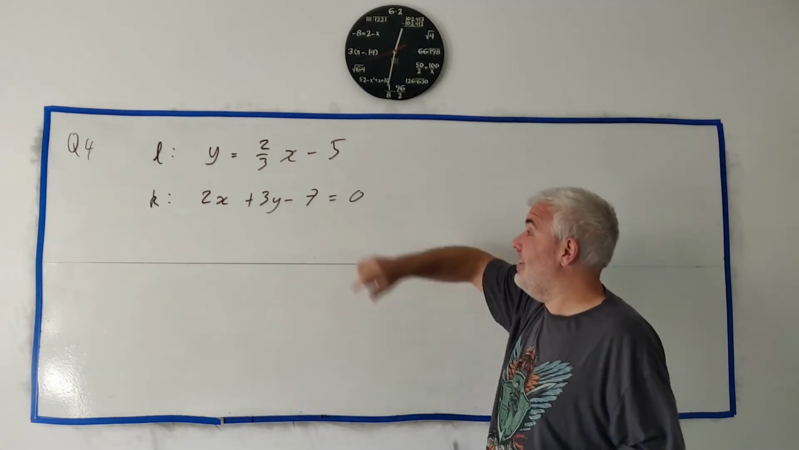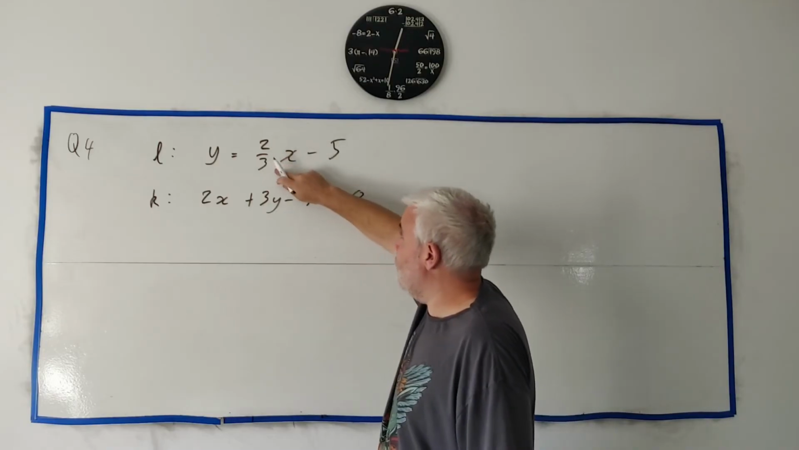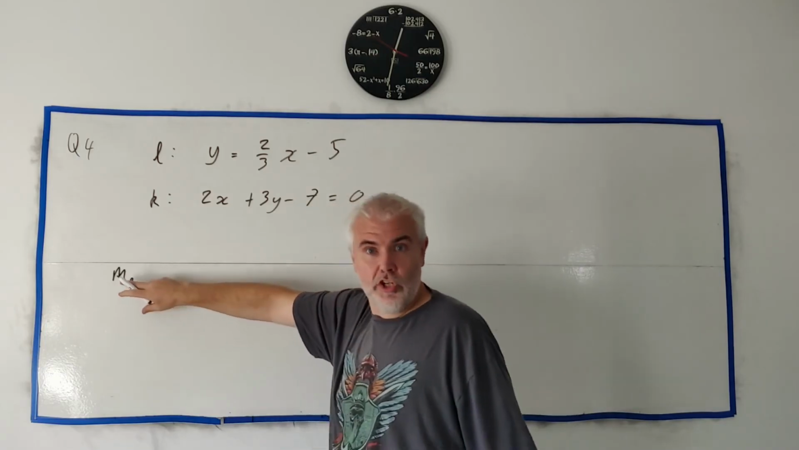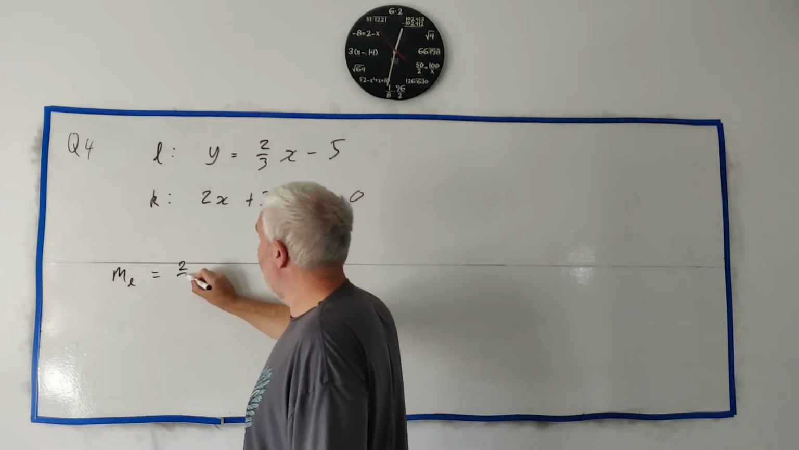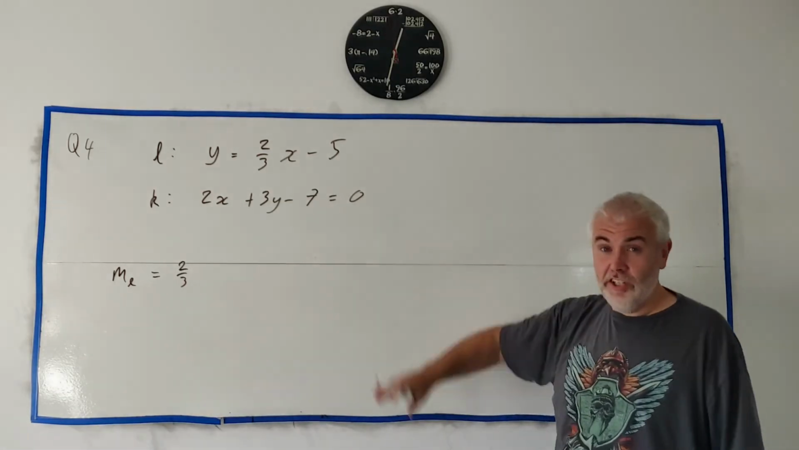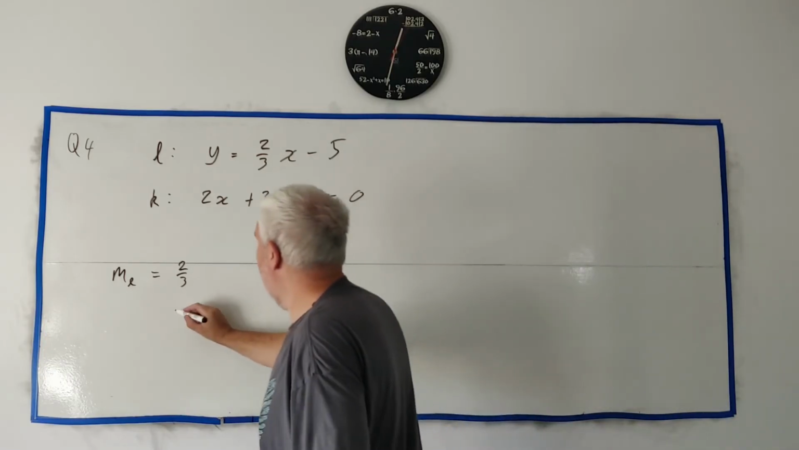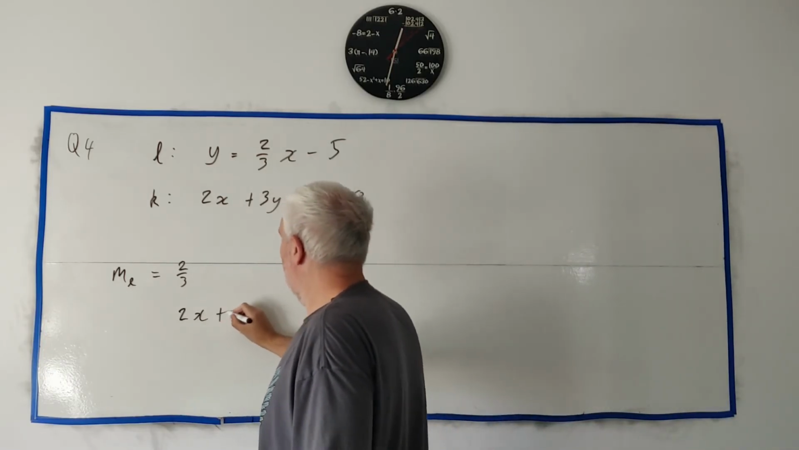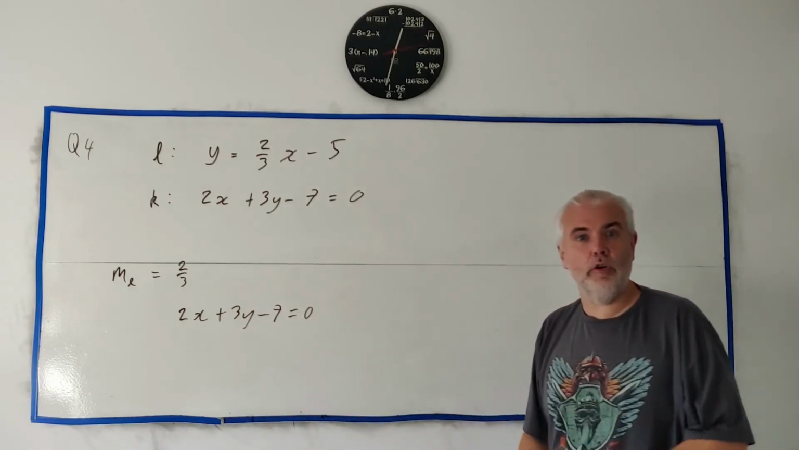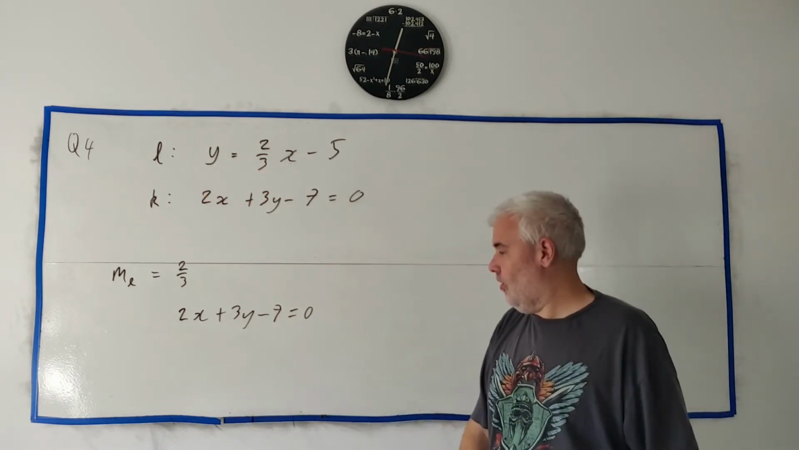This one is very easy. The slope, once y is on its own, y equals, the slope is just what's in front of the x. So for, we'll call it m with a little l, the slope of L is equal to 2/3. Very easy. To find the slope of this one, it's not too hard. We just rearrange it the same way. So let's take that line out again. 2x plus 3y minus 7 equals 0. I'm going to move everything until y is on its own, because once y is on its own, it's very easy to see the slope.